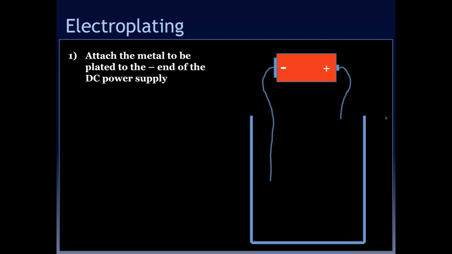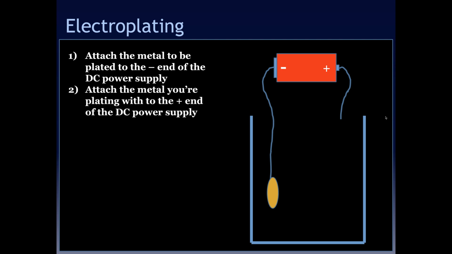So we're going to attach the metal that we want to plate to the negative end of the power supply. In this case, it's a penny. We're going to plate a penny with another metal. We're going to attach the metal you're plating with to the positive end of the power supply. So it looks like we're going to silver plate a penny. We're going to take the silver from this bar and surround the penny with the silver using electricity.